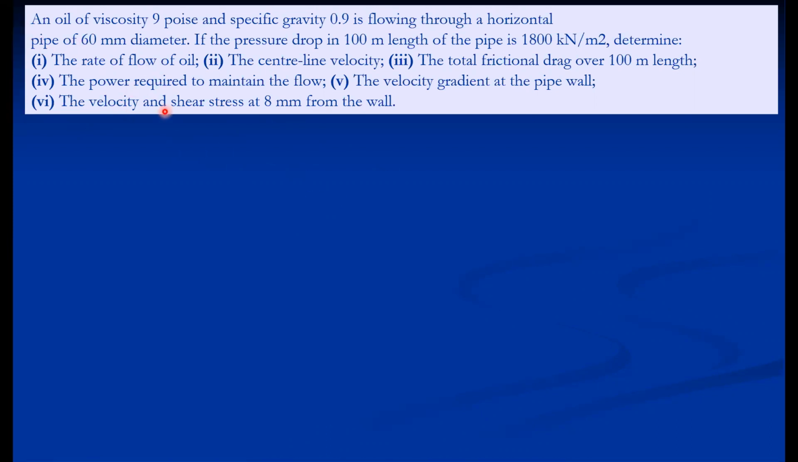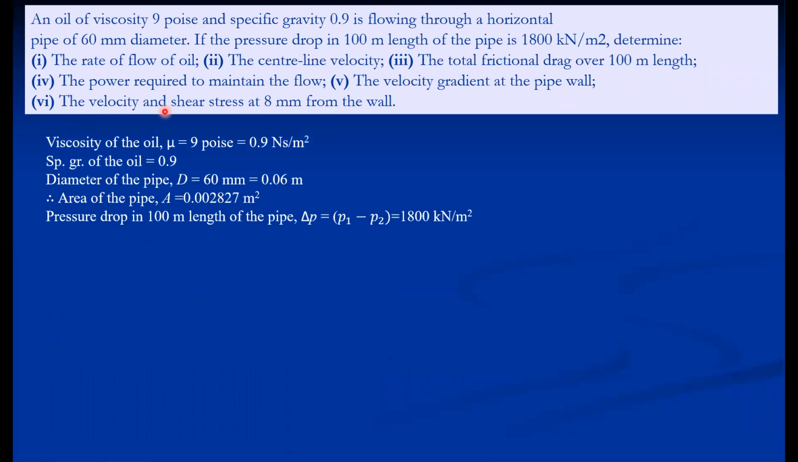So first of all, we'll write the given quantities. Viscosity is given, we convert it into the appropriate unit. Specific gravity is given. Diameter of the pipe is given, so we can calculate the area. Pressure drop in 100-meter length of the pipe, so delta P, that is P1 minus P2, is 1800 kilonewton per meter square. So these are the given quantities.